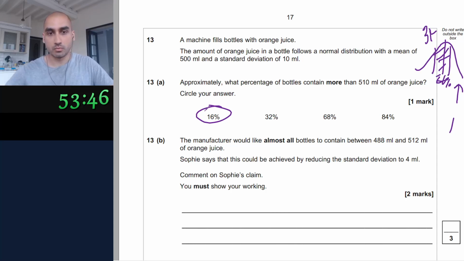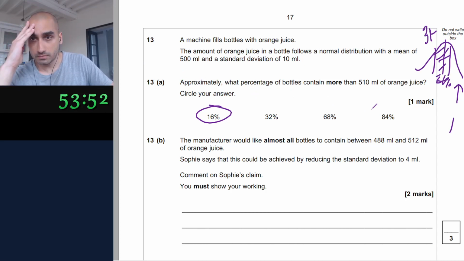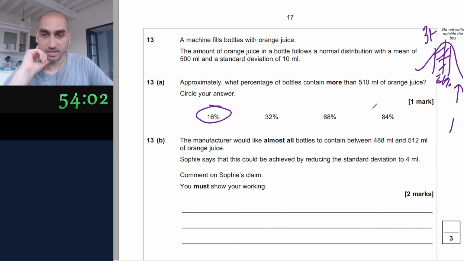Yeah, because it's not going to be 32 or 68 or 84, because that would mean very few fall within one standard deviation of the mean.